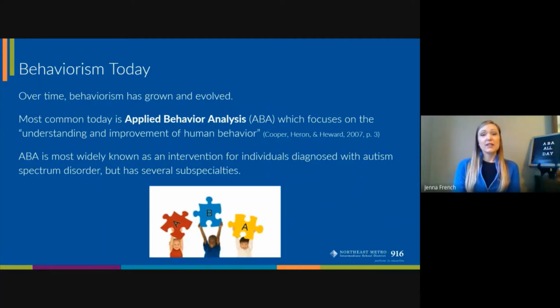And then that brings us to behaviorism today. Over time, behaviorism has grown and evolved. I skipped past quite a bit of history, but I just wanted to give you the basic foundation that behaviorism was built on. The most common form of behaviorism today is applied behavior analysis, or ABA, which focuses on the understanding and improvement of human behavior. ABA is most widely known as an intervention for individuals diagnosed with autism spectrum disorder, but it has several subspecialties.